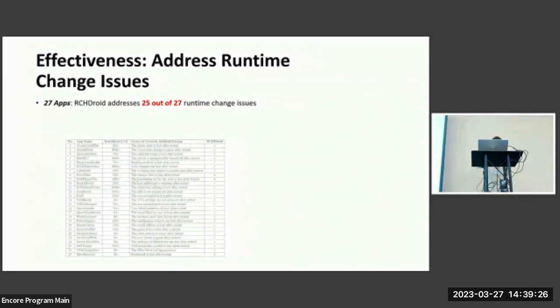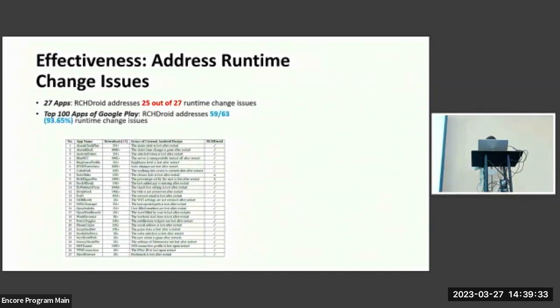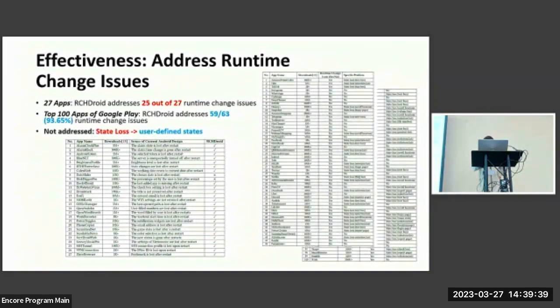For the effectiveness, we can address 25 out of 27 runtime issues. And for the top 100, we can address 59 out of 63 runtime change issues. Some of the issues cannot be addressed because they have some user-defined states which are not stored in the views, and they have not implemented the API.